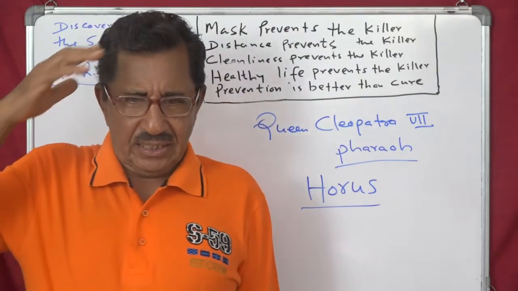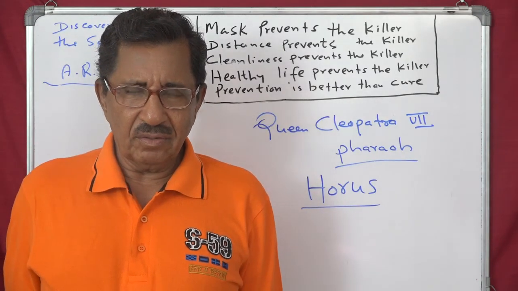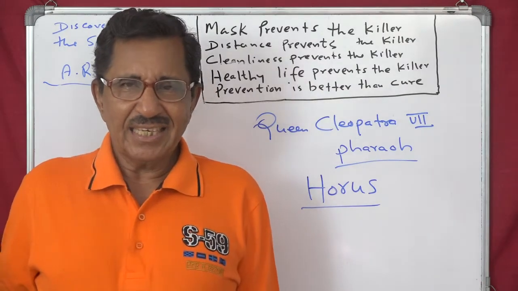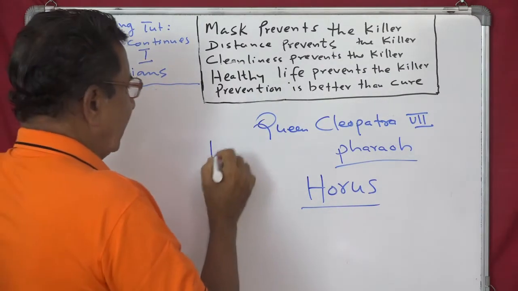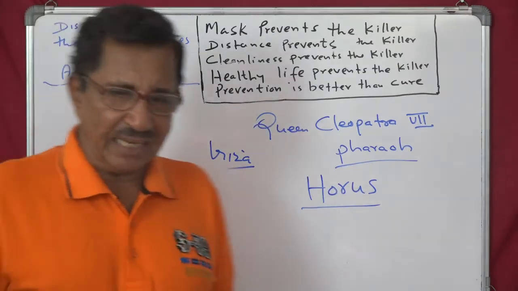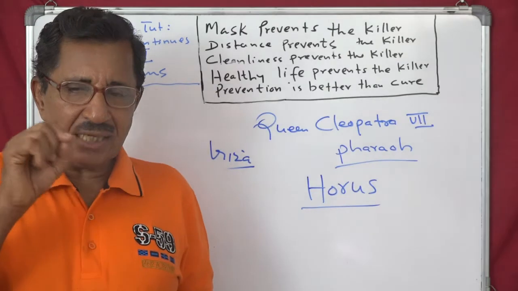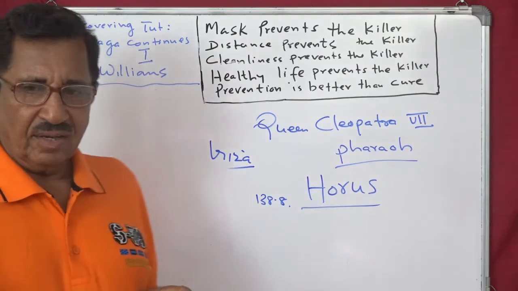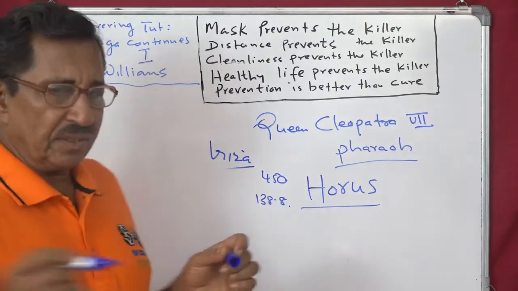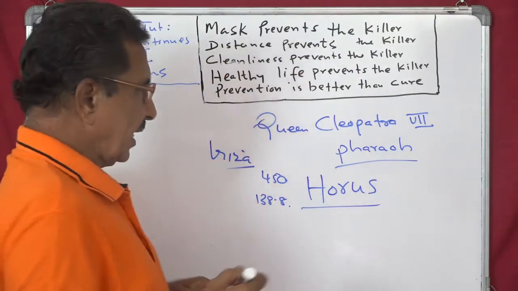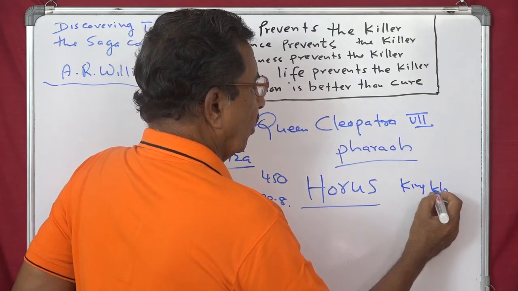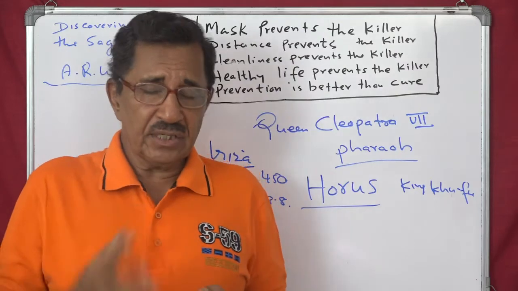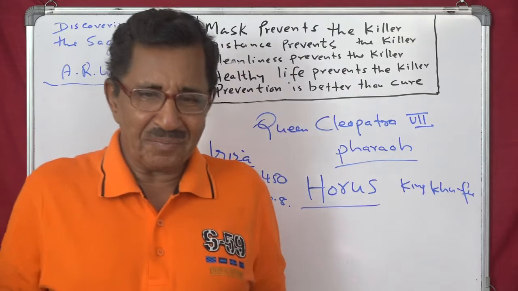The Great Pyramid, the biggest pyramid, is in Giza, a place called Giza, on the western bank of the Nile. It is 138.8 meters tall, that means 450 feet. That is the pyramid of King Khufu, and it took 20 years and so on to build. But what happened is that there is no pyramid for Tut.